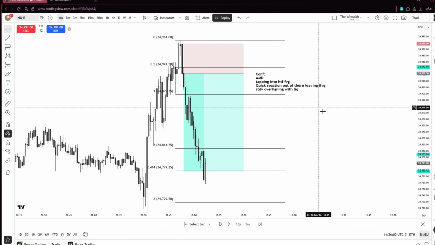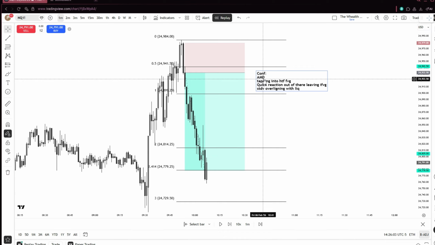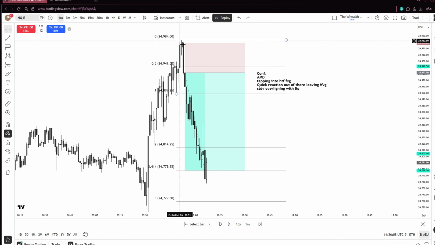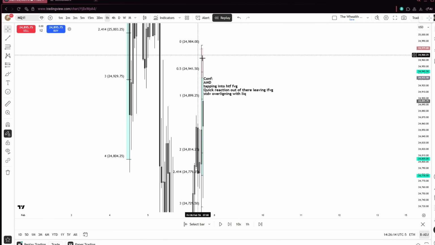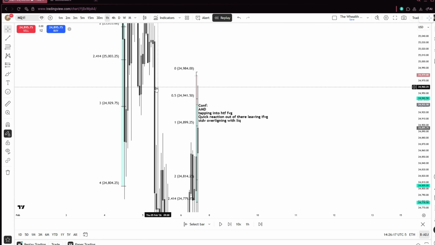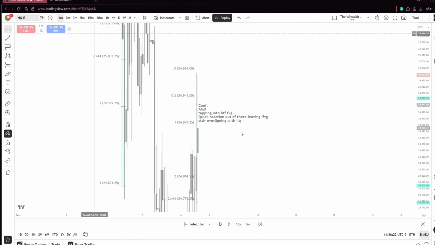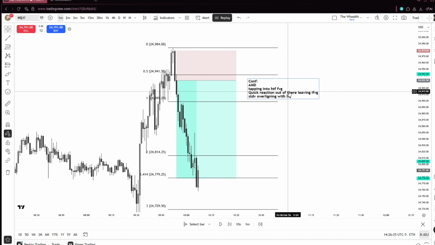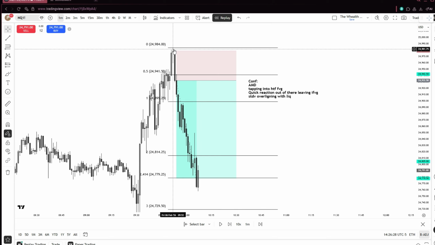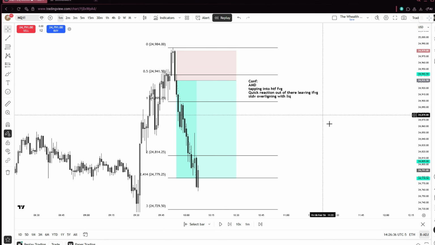These are my confluences I use for the PNF model. AMD: here we have the accumulation, then the manipulation. Here we get the manipulation leg tapping into a higher time frame fair value gap, as you can see on the hourly. This wick tapped into this fair value gap and swept this high inside of it. Afterwards, we got a very strong displacement and a reaction out of this fair value gap. Here, this big candle inversing the fair value gap we left in the manipulation leg.